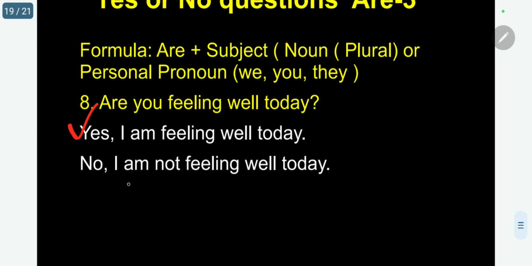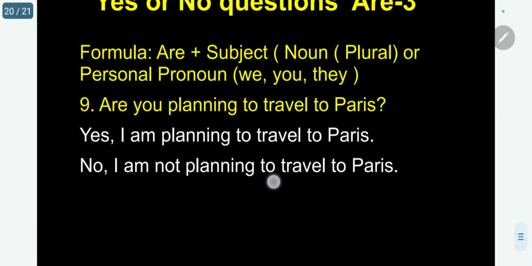Now one important piece of information I want to give, my dear students, follow. With all auxiliary verbs, when you add a negative, we use not, isn't, aren't. But with am, we should not add amn't; you have to use am not. Please keep it in mind. Very, very important. Next one, number 9.